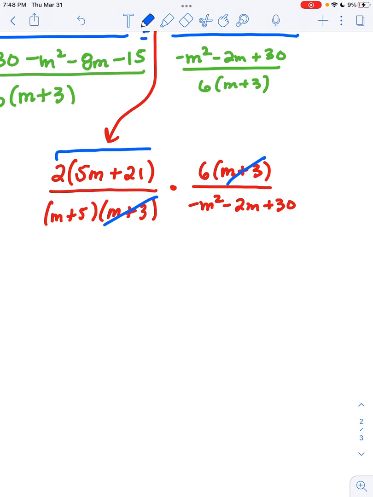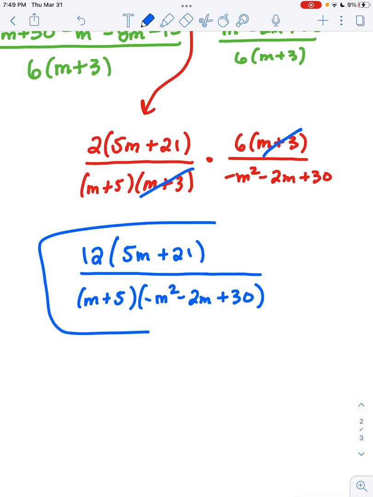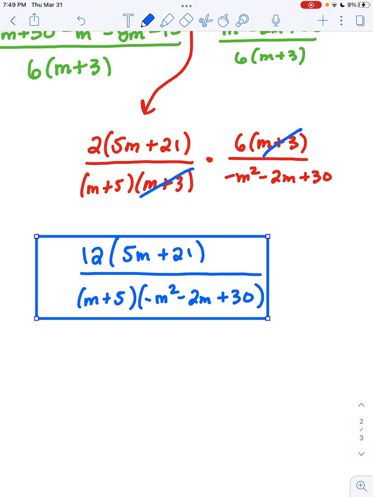First of all, we have these monomial GCFs. They can combine. You can just multiply that and call it 12. I wouldn't bother distributing that into the 5m plus 21. And then my denominator, we just have that m plus 5 left over on the left part, and then this longer one, negative m squared minus 2m plus 30. And that would be my final result.